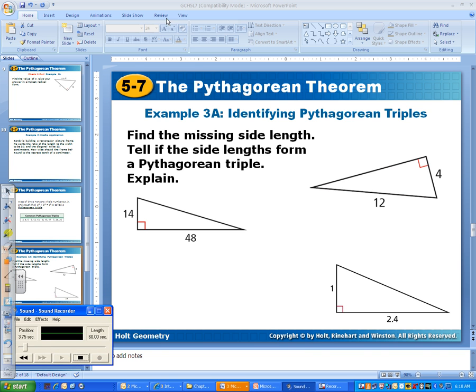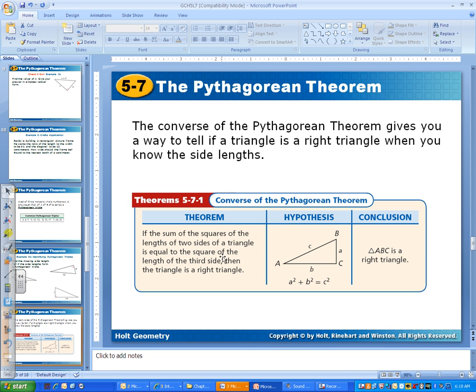Okay, second part of 5-7, we are talking still about Pythagorean theorem. And the converse of Pythagorean theorem says if I give you three side lengths of a triangle, and we know that the two legs squared together added up will equal the hypotenuse squared, then we know it's going to be a right triangle. So converse means, remember, we're just flipping the conditional statement.